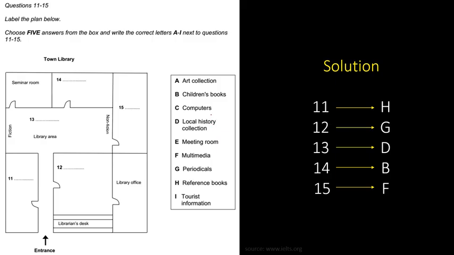13th is D, which is local history collection. Please don't write the full answer, just write the option. Option is correct. 14th is B, children's books. And 15th is F, which is multimedia. Okay, this is 15th. So I hope you got all correct answers. If you didn't, go through the instructions or pointers and do similar examples and see how it helped you.